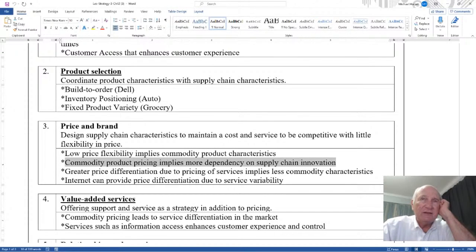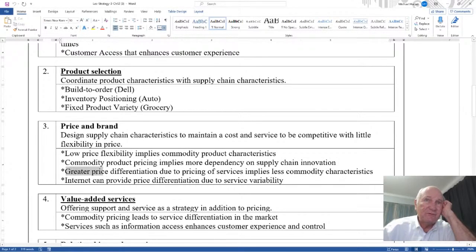And so a lot of the design within price and brand focuses on supply chain innovation to satisfy the demand efficiently and with low cost. And so this becomes a key factor in commodity supply chain management or in commodities. So supply chain is key in commodity management.